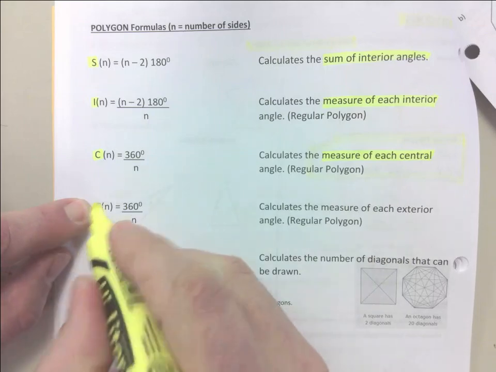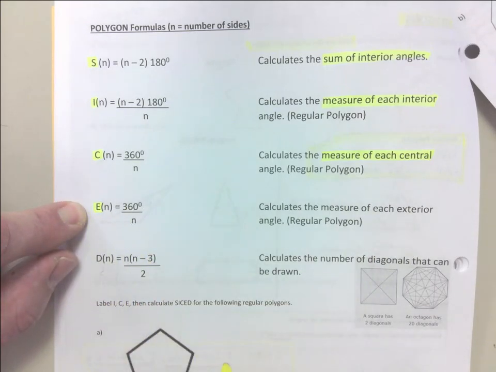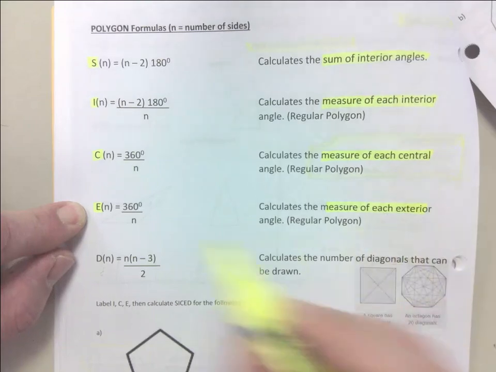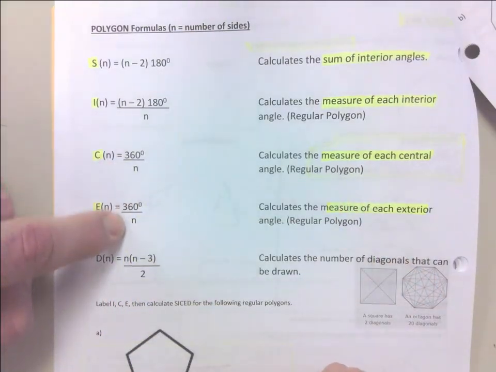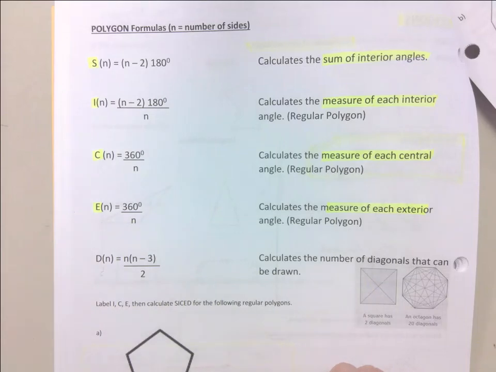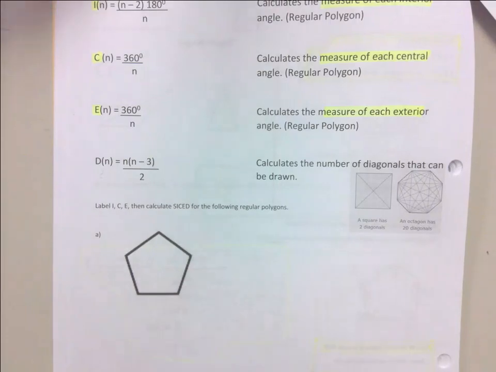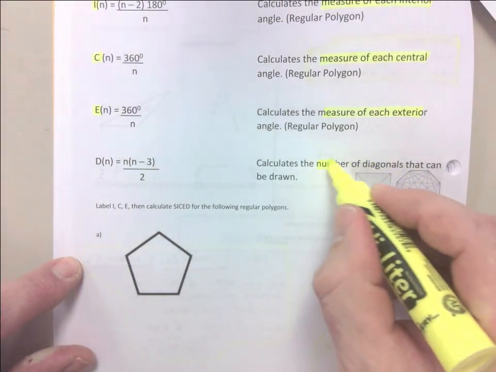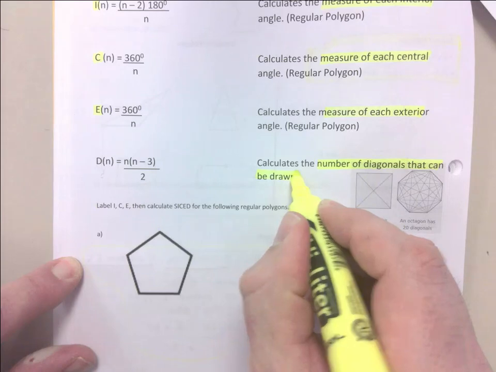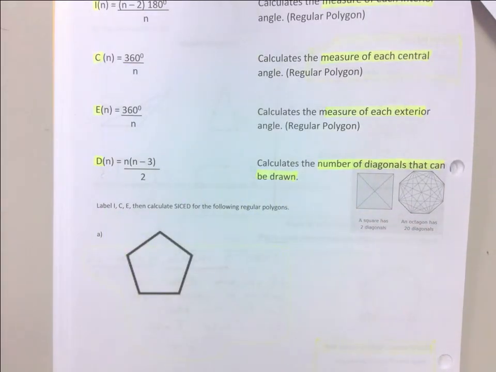If you want to know the measure of each exterior angle, use this formula. And notice that they are exactly the same. That's not a typo, that is a fact, okay? And if you want to know the number of diagonals that can be drawn, use this formula right there.